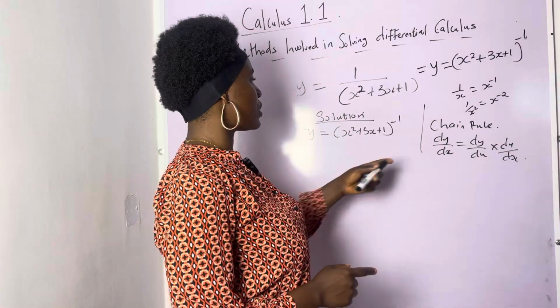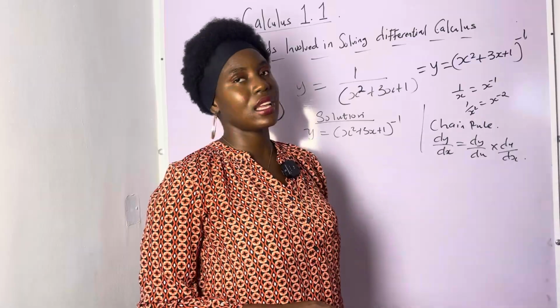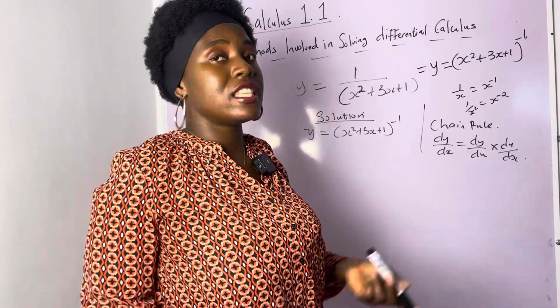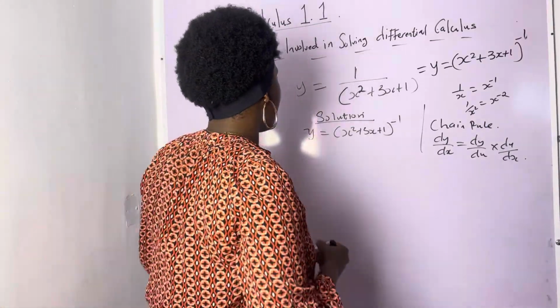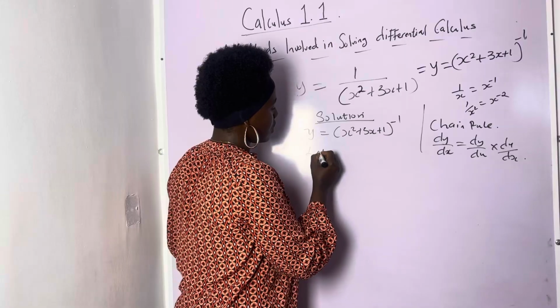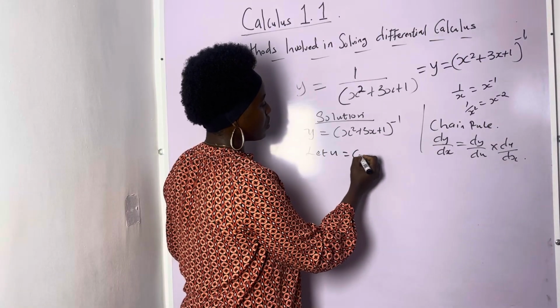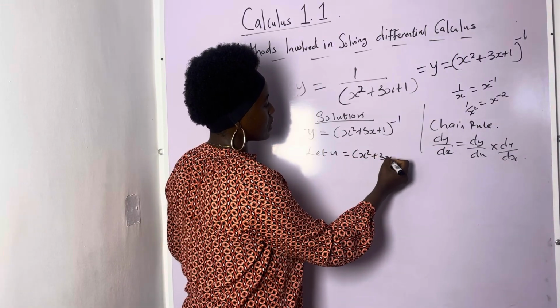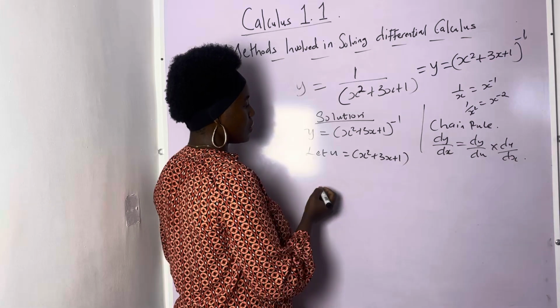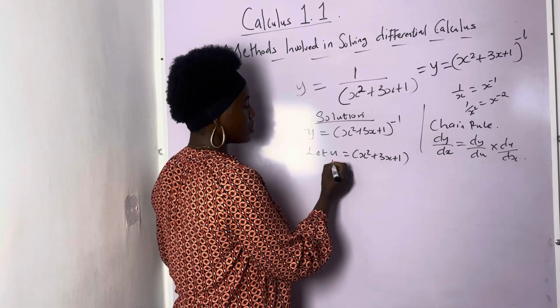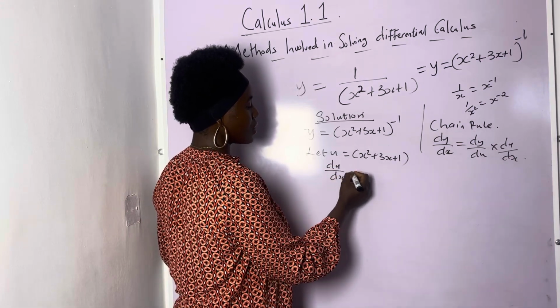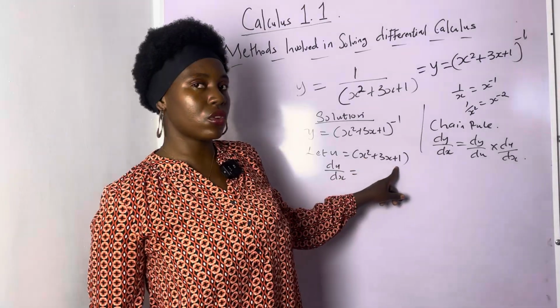Now let's find dy/du and du/dx. When we get that, it's very easy to simplify. Now we say let u be equal to x squared plus 3x plus 1, so that when we differentiate, du with respect to x, we're going to have this. Now let's differentiate the whole of this.